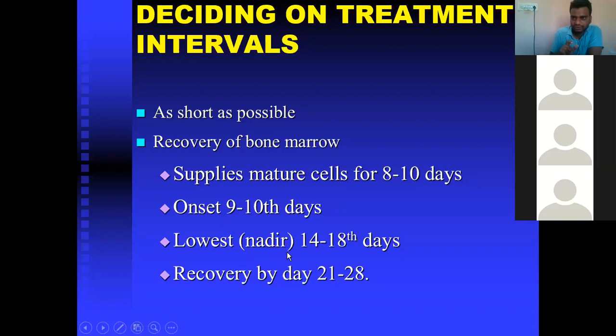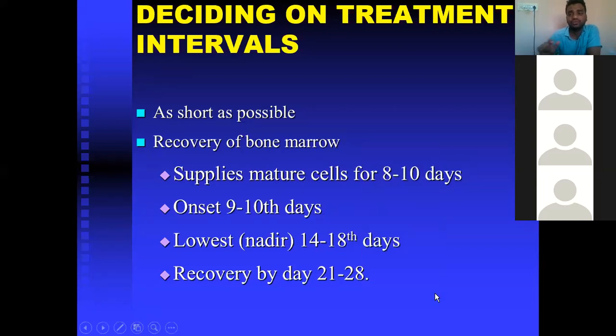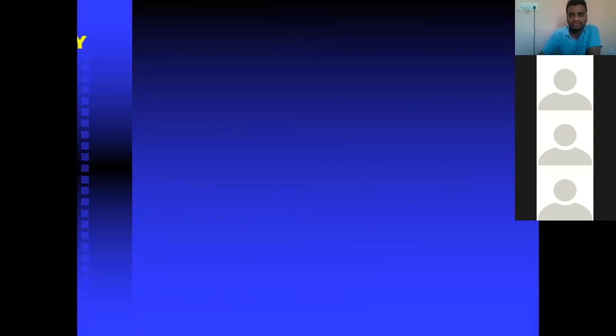Lowest is a terminology we use in medicine: nadir. When you say nadir, that means the lowest point in some cycle, in some stage. The lowest point is at 14 to 18 days, and recovery starts by 21 to 28 days. That is why, if you have seen, they give the next cycle after 21 days or 28 days. Have you ever noted that? This is the reason. So the usual schedule is every 21 or 28 days.